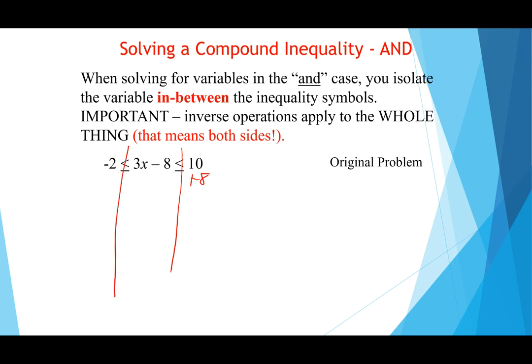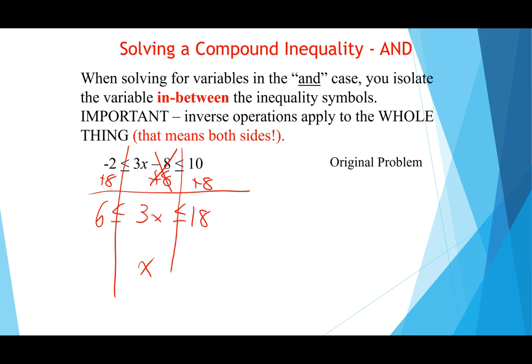Your goal, when you're seeing problems like this, is to get the x all by itself in the middle. So we have to get rid of the minus 8, and we have to get rid of this 3. To do that, we have to do it on all three sides. To get rid of the minus 8, we will add 8. I'll add it in the middle so it cancels, but I'll add it to the left side and the right side too, because I'm essentially doing two equations at the same time. So negative 2 plus 8 is 6, less than or equal to 3x, less than or equal to 18.